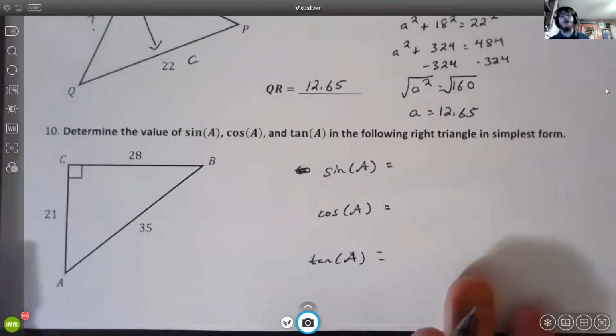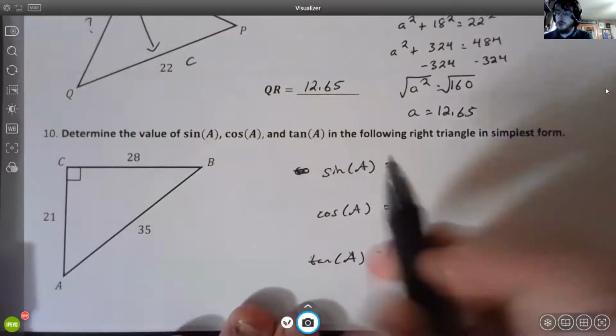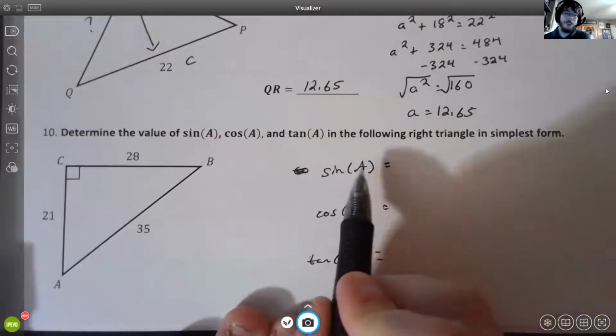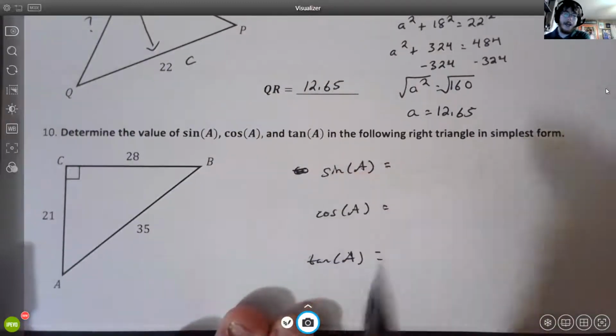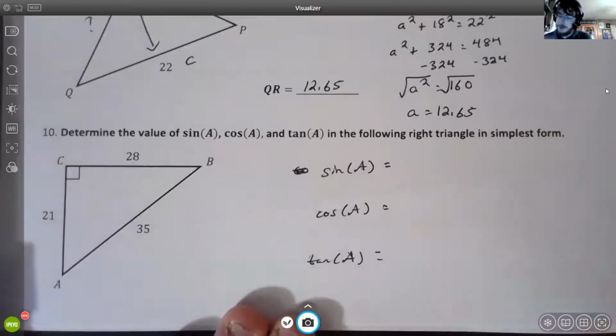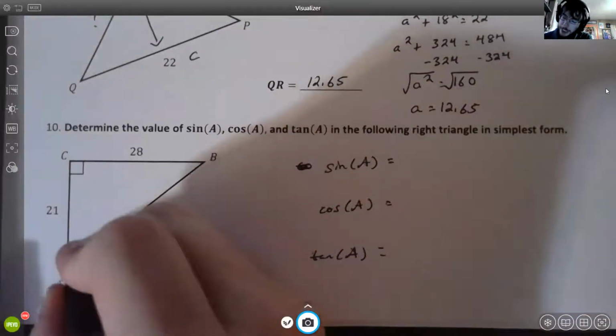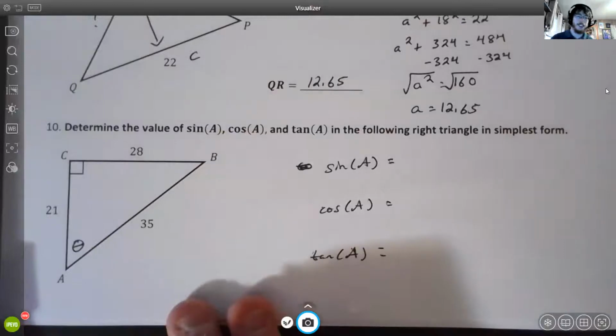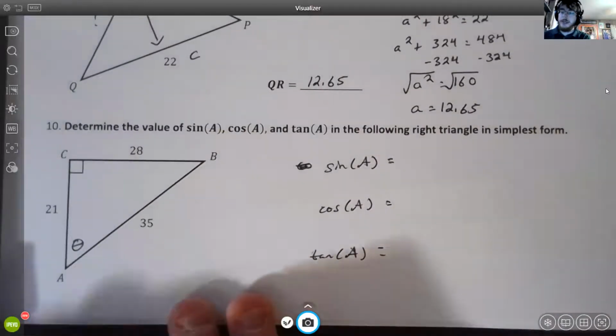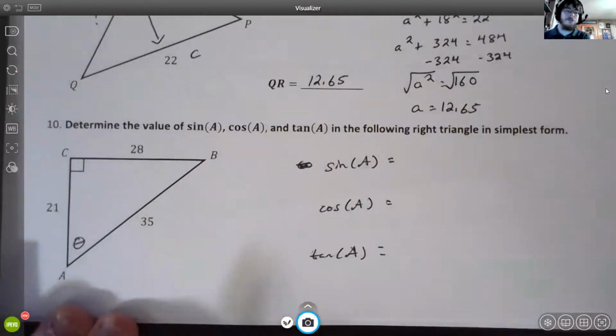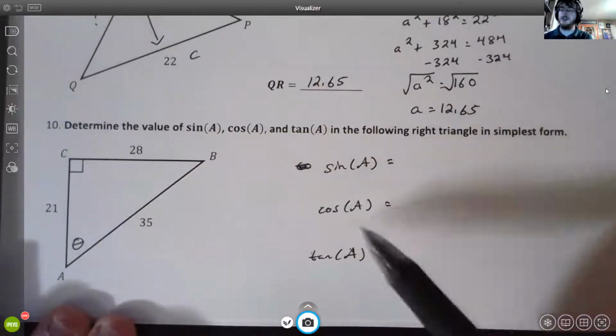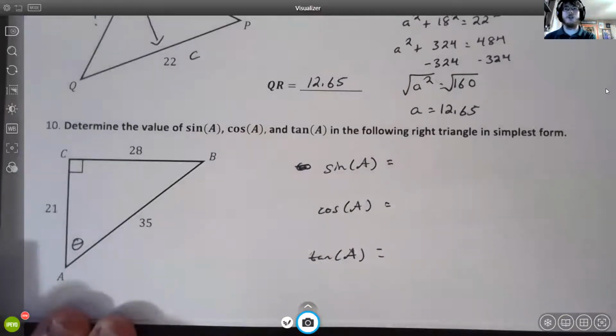All right. The key thing here is normally theta goes here. So it says that we want sine of A. Well, for sine of A, we would put our theta where A is. So theta is your angle. Just remember that. Now we have a triangle with three sides here. So to figure out sine, cosine, and tangent, we need to find out what our opposite, adjacent, and hypotenuse are.